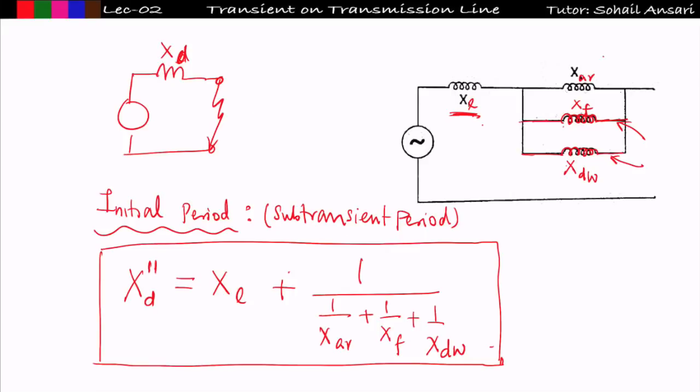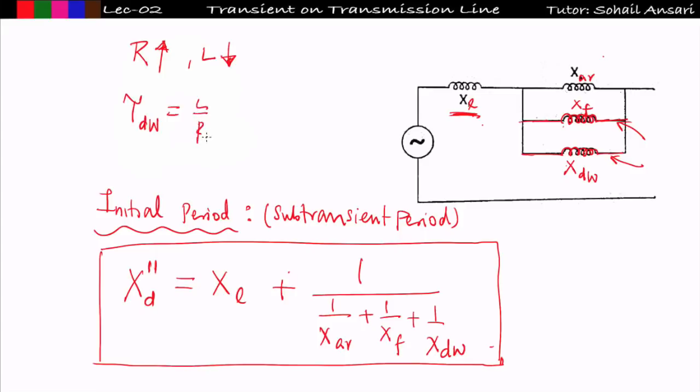Now generally what is happening after 2 to 3 cycles? We know the damper winding is there in order to damp out the oscillation quickly in the form of losses. Means in this damper winding the losses will be more within the first 1 to 2 cycles. So losses will be more, that means the damper winding will have higher resistance and lower inductance. So overall the time constant of the damper winding is L upon R. If resistance is high, then definitely the time constant will be less.